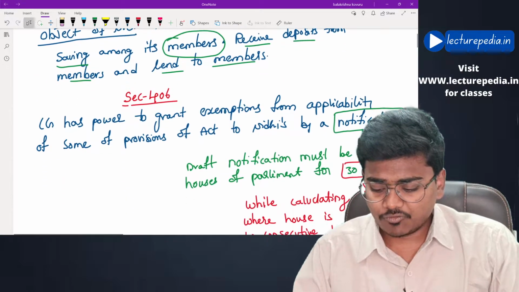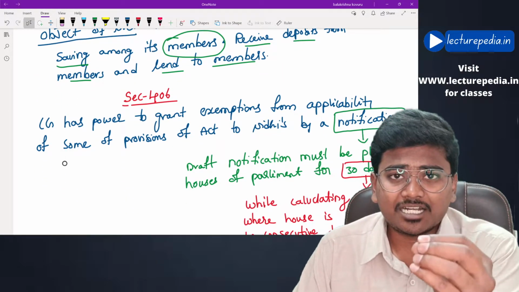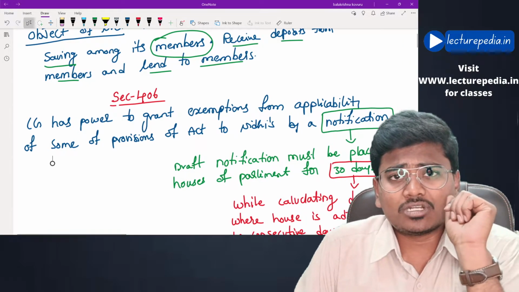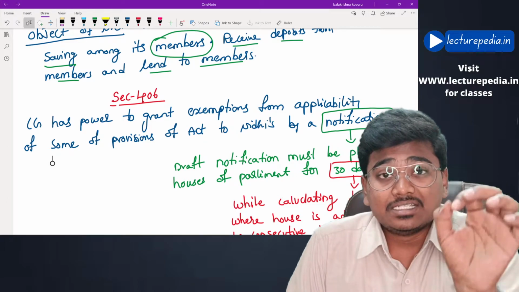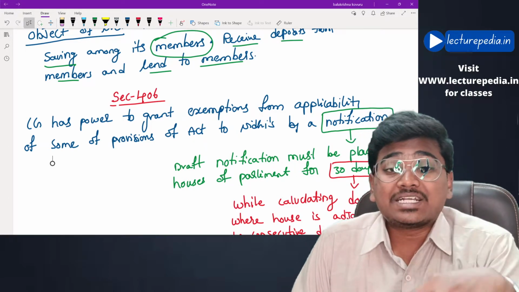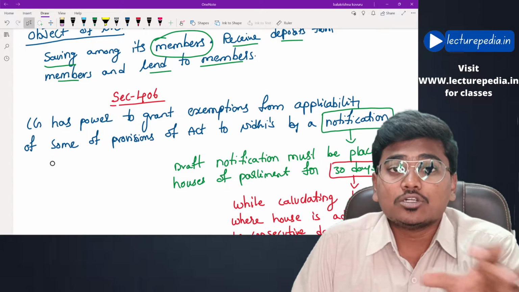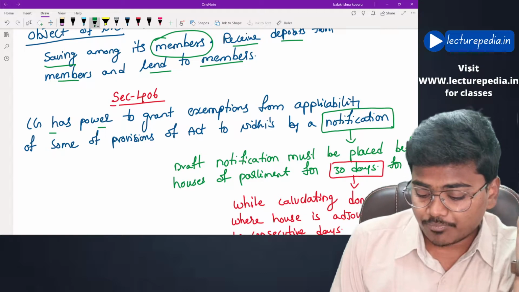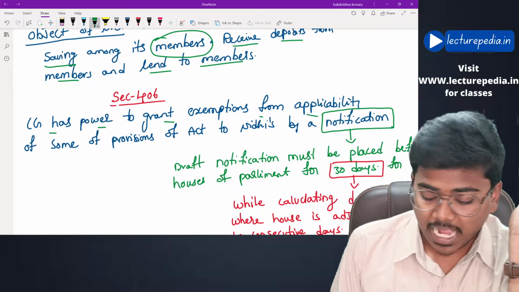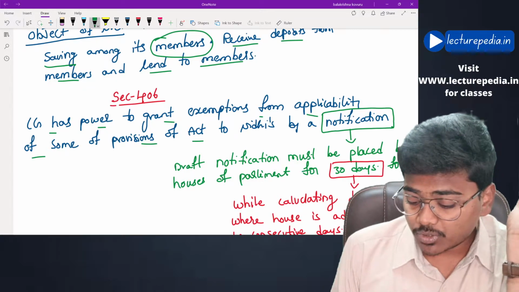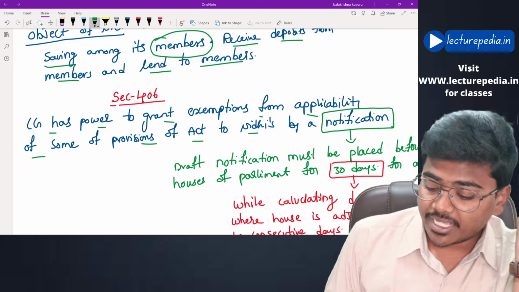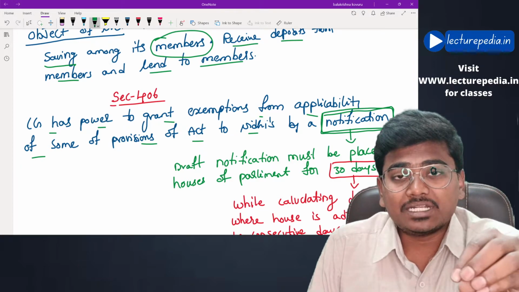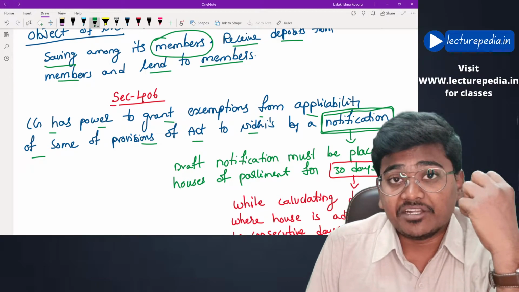Now, section number 406. What does this section say? Under this section, the central government has the power to exempt Nidhi companies from certain sections of the Companies Act. Thereby, the central government has the power to grant exemption from the applicability of some of the provisions of the Act to the Nidhi by a notification. Through a notification, the central government can grant exemption to the Nidhi companies.